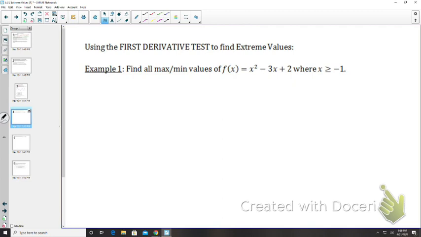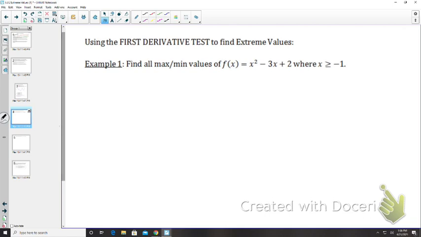Okay, so example 1. Using the first derivative test to find extreme values. So here's our function. f of x is equal to x squared minus 3x plus 2, where x is greater than or equal to negative 1. We have 3 steps that we need to do for this. I'm going to write this on the board, and I'm also going to write it on the smartboard as we go through and solve it.